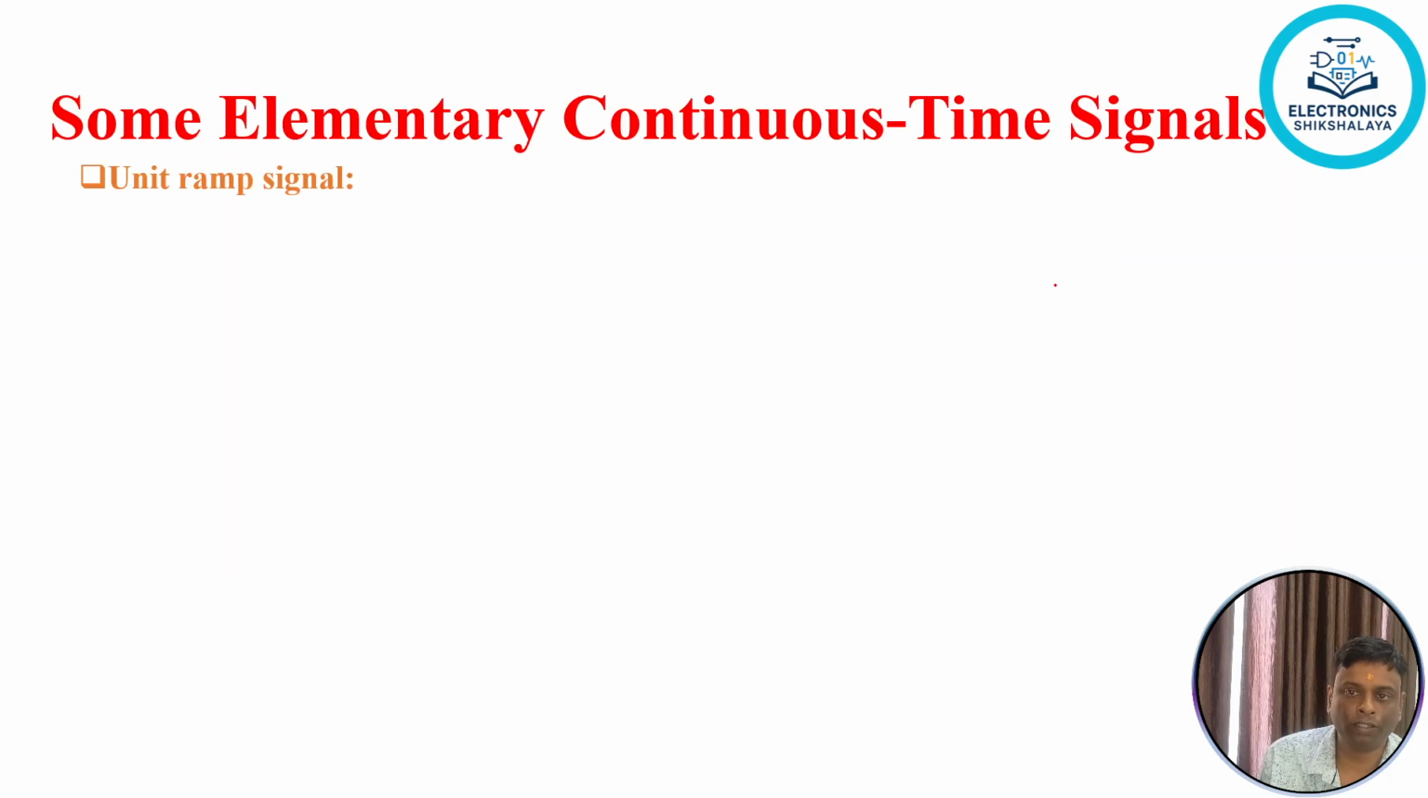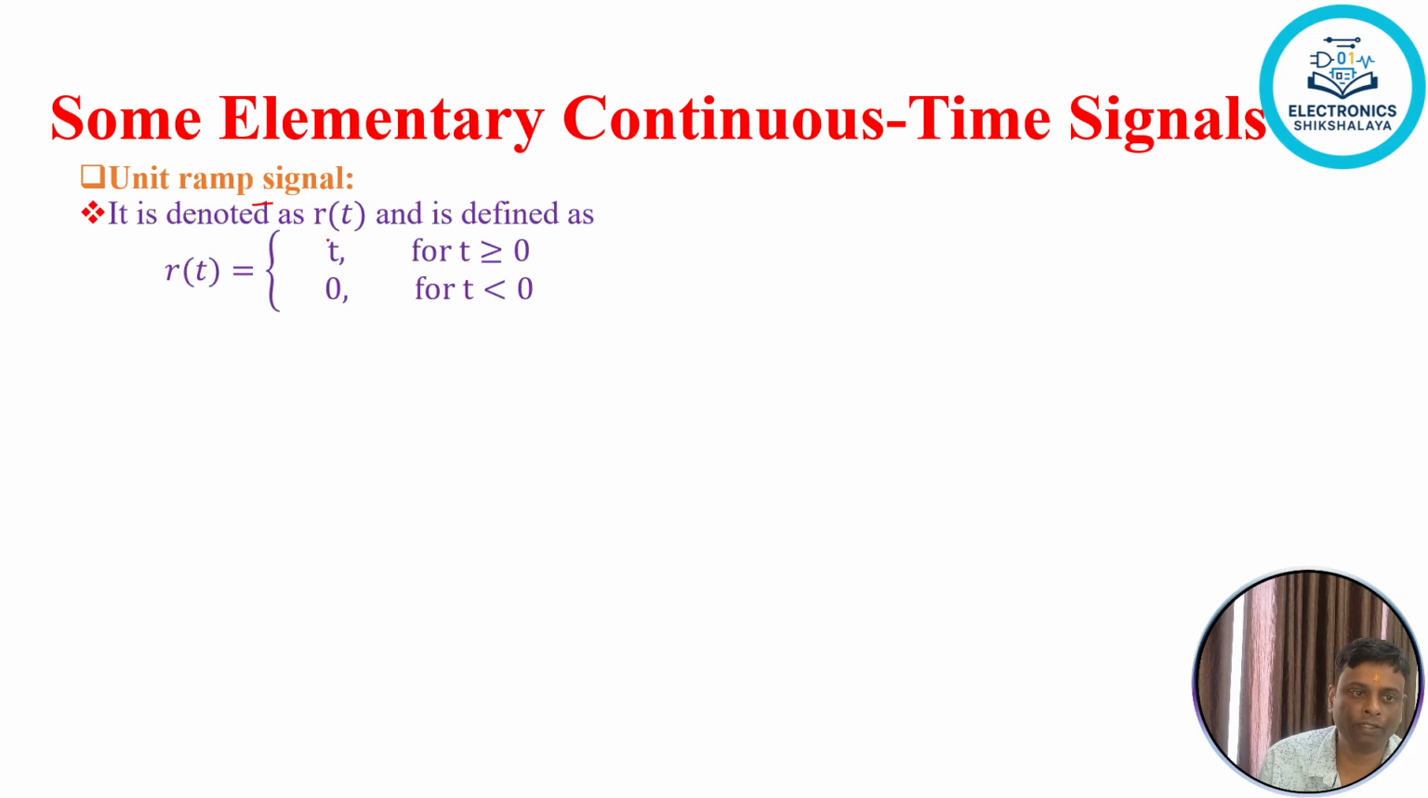Next continuous time signal is the unit ramp signal. The unit ramp signal is denoted as R of t. It is defined as R of t equal to t for t greater than or equal to 0, and it is 0 for t less than 0. This is the graph or diagram of a unit ramp signal. You can see here the slope is equal to 1. It keeps on increasing.